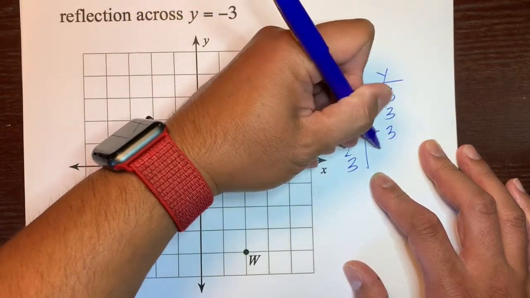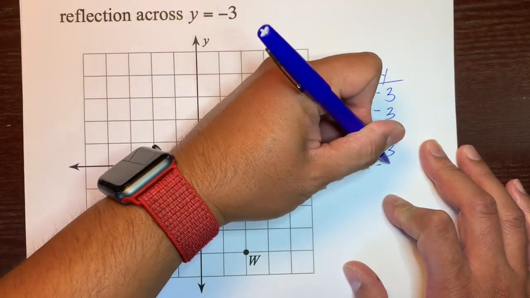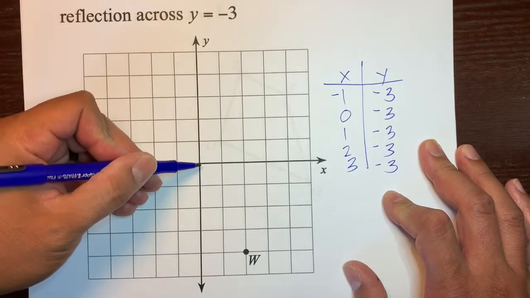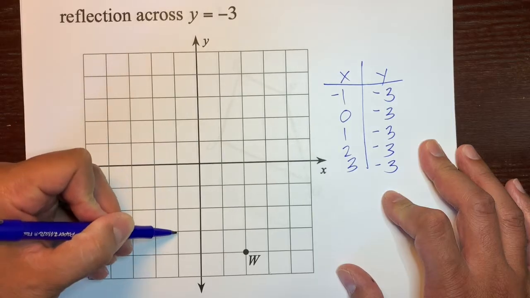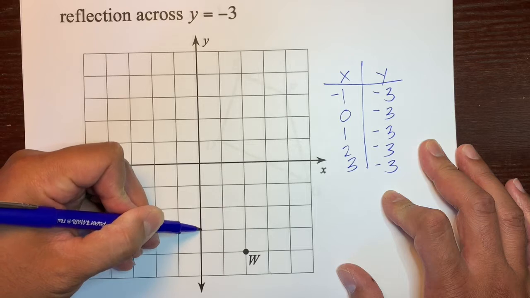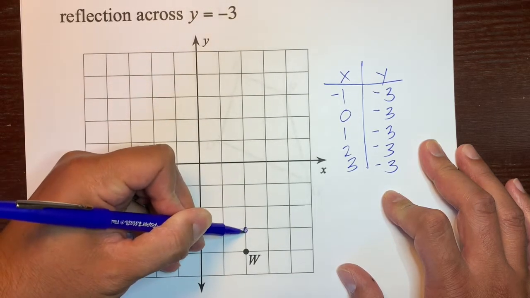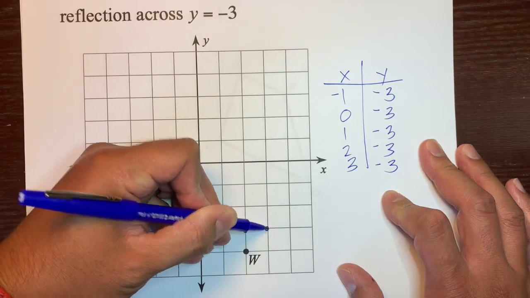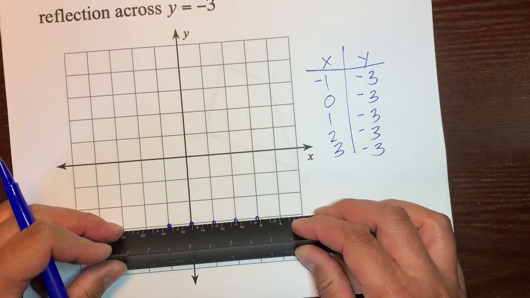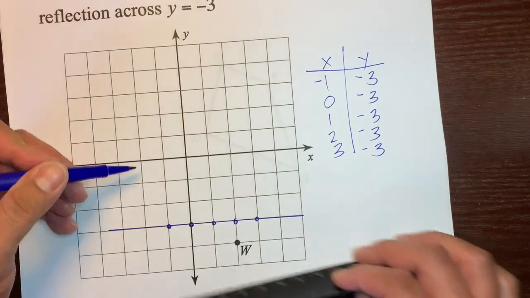When x is 2, y equals -3. When x is 3, y equals -3. So let's plot these points. So x is -1, and then 1, 2, -3, 0. Here's the origin. 1, 2, -3, 1, -3, 2, -3, 3, -3. You guys get the points. So let's just draw a line that goes through all of these points here.